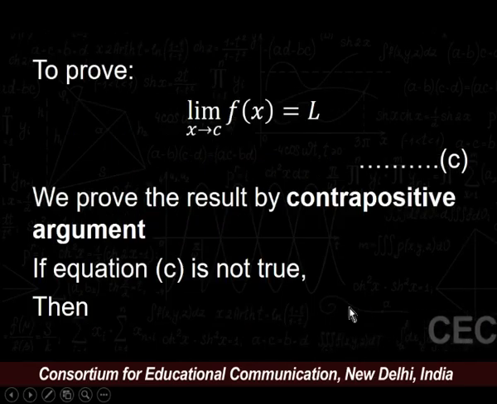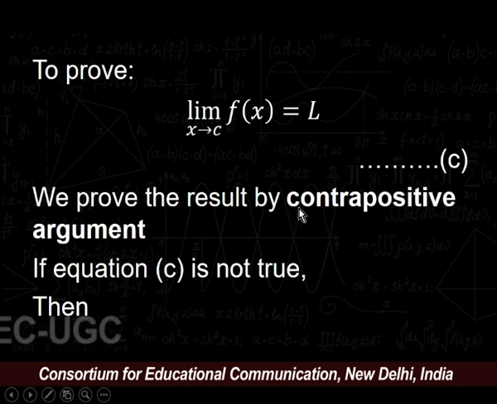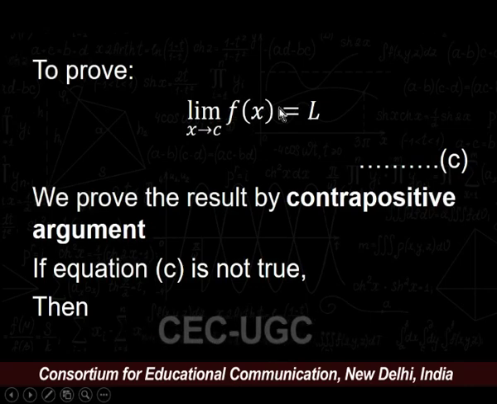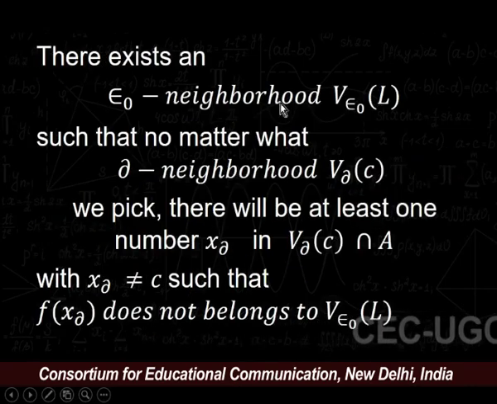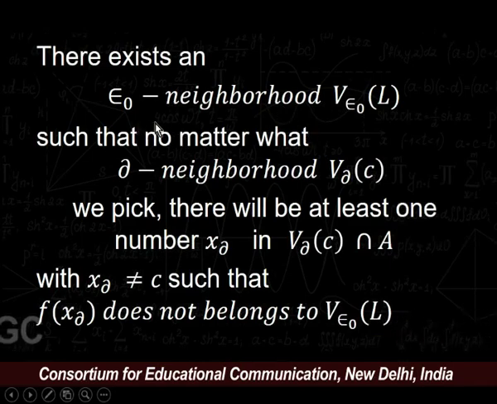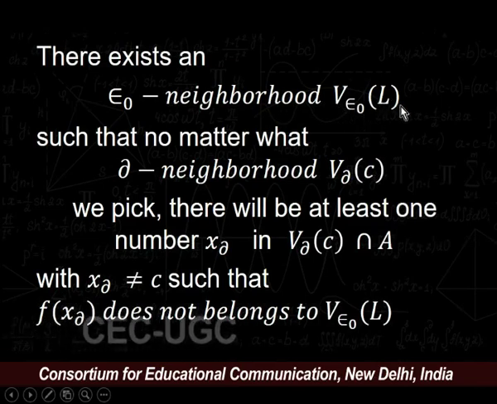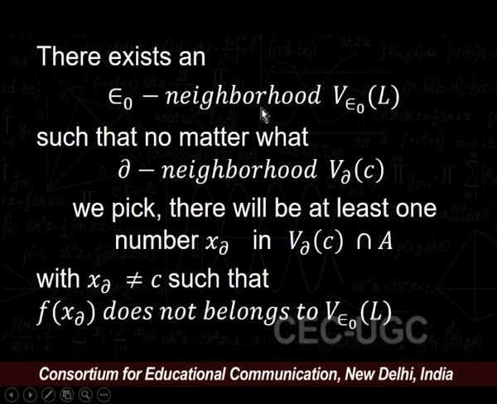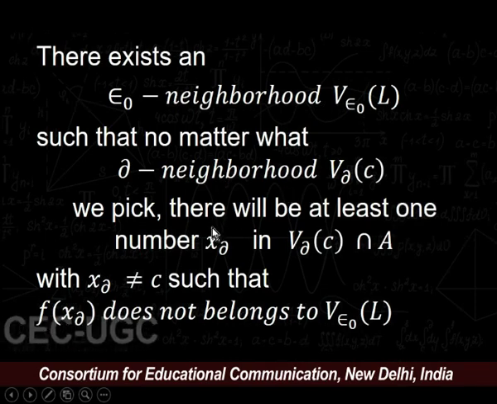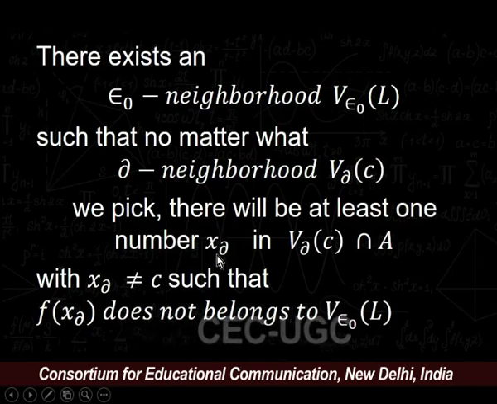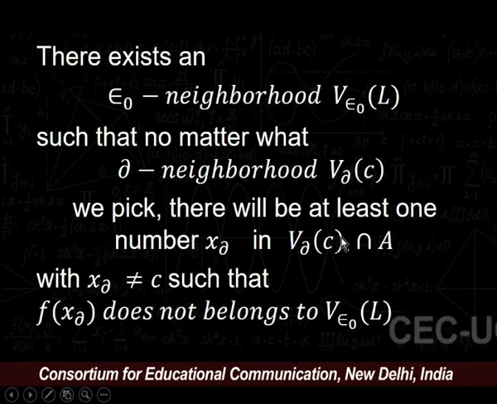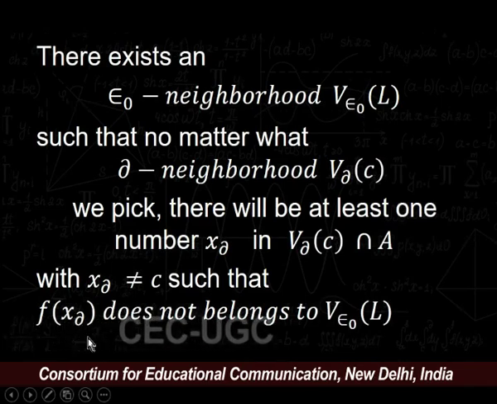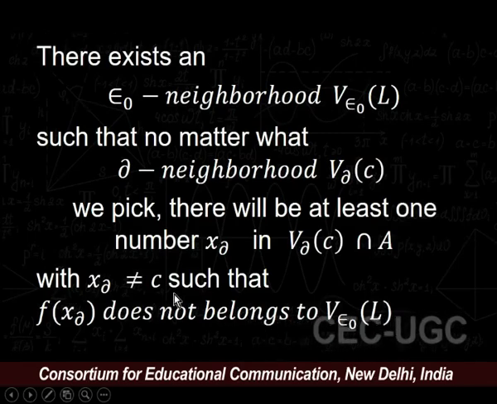I repeat, if equation C is not true, that means the limit of the function is not equal to L, then there must exist an epsilon naught neighborhood of L, such that no matter what delta neighborhood of C we pick, there will be at least one x delta in the set V delta neighborhood of C intersection A with x delta not equal to C, such that f of x delta does not belong to the epsilon naught neighborhood of L.